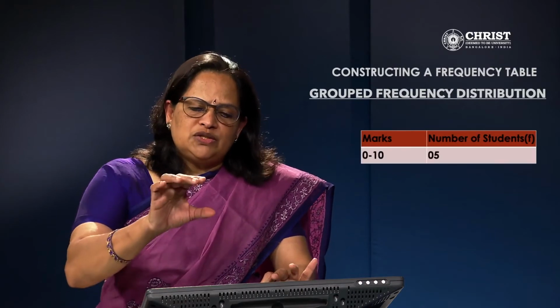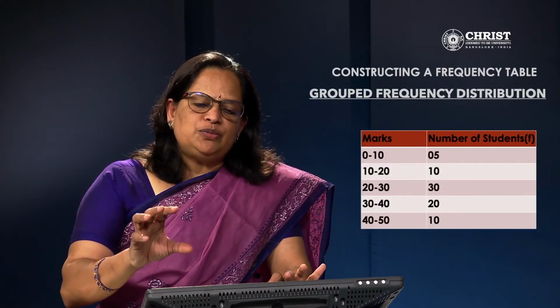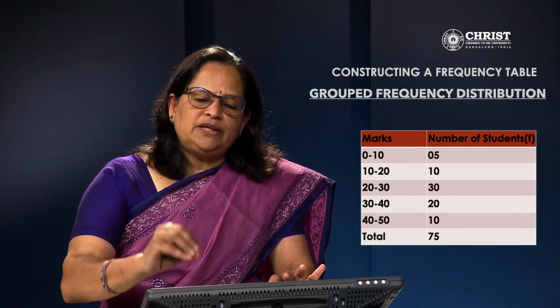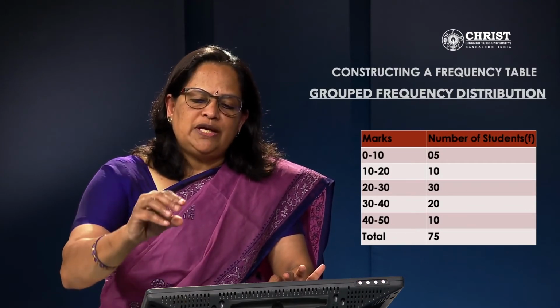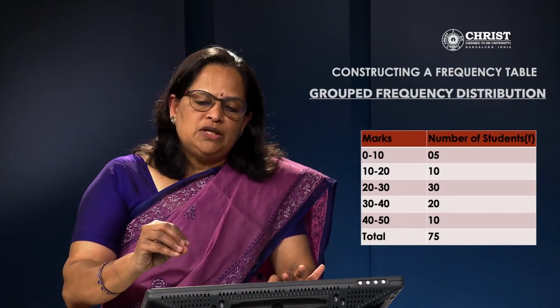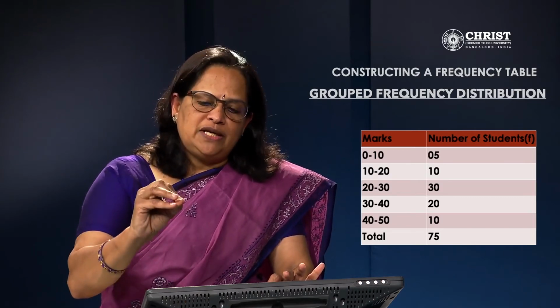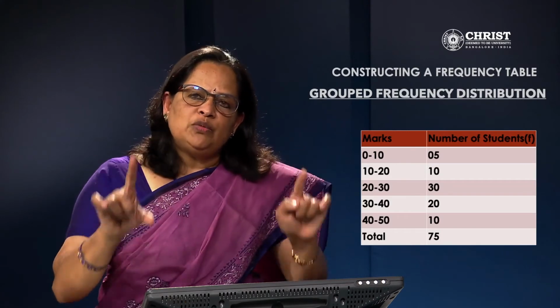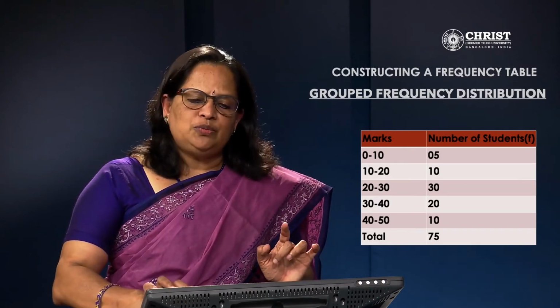Now marks of the students, I put a frequency distribution 0 to 10, 10 to 20, 20 to 30, 30 to 40 and 40 to 50, and the frequency values are given. So the first one is 5, second one is 10, 30, 20 and 10. Total frequency is 75. This is how you will see a group frequency distribution.